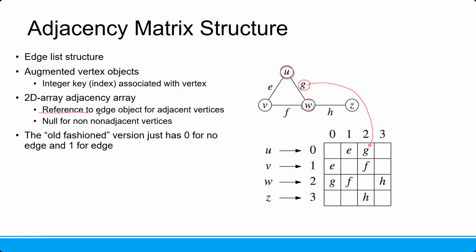So this is the reference to the edge object for adjacent vertices. This vertex and this vertex are adjacent. This vertex and this vertex are adjacent. Null is for non-adjacent vertices. So this is nothing, and we call this null. In the old-fashioned version, we just put 0 for no edge and 1 for an edge. You can also do it like that.